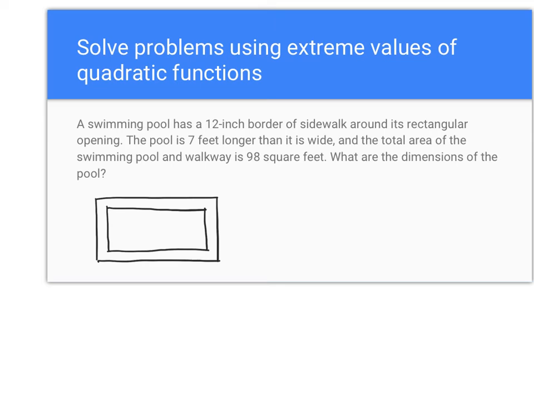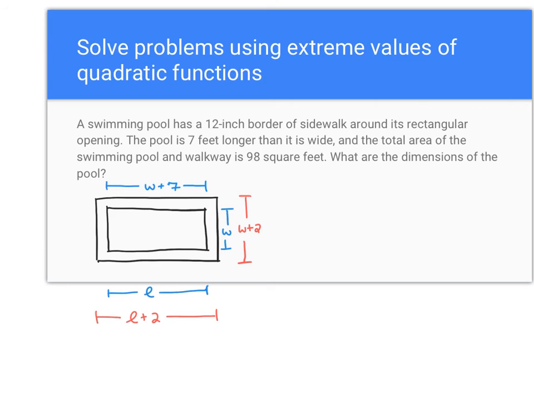What we've got now is we've got to define some variables. The pool is 7 feet longer than it is wide. So this is the width. This is the width plus 7, right? That's the length. Notice in blue, I am only giving the dimensions of the small rectangle inside. Right, so the big rectangle then would be like L plus 2, and this would be W plus 2.